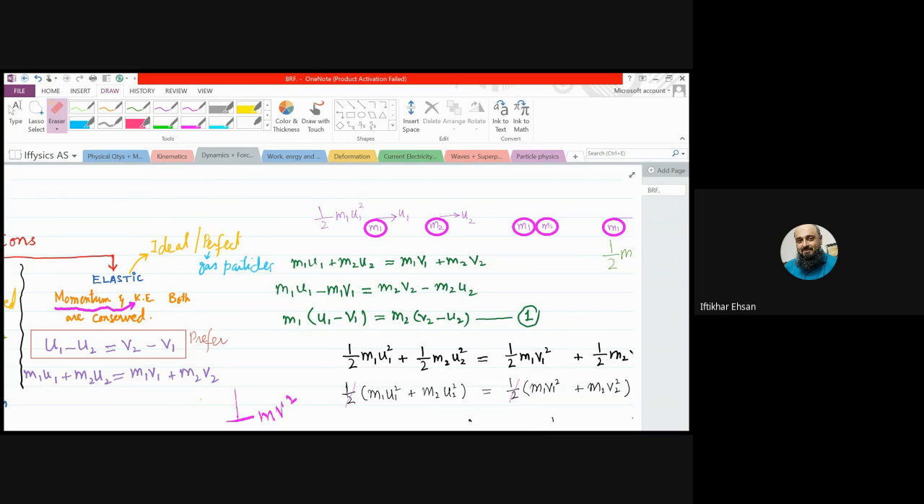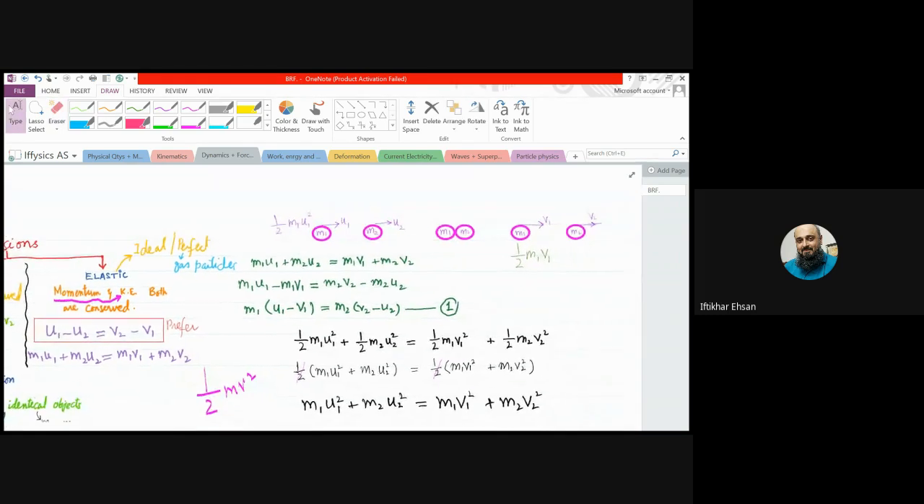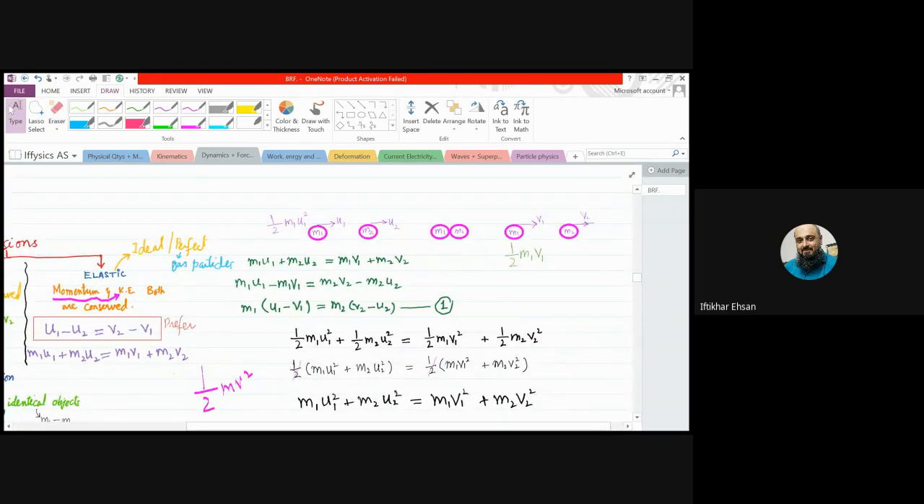Okay. So, coming back to the definition, as we define, in an elastic collision momentum is conserved. Also, the kinetic energy is also conserved. Now we are looking at kinetic energy. What is the formula for kinetic energy?